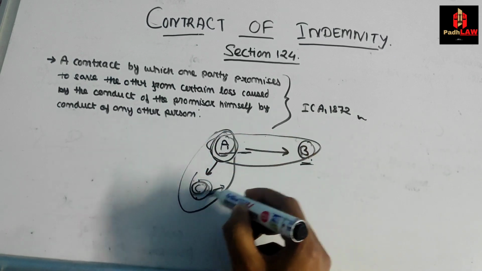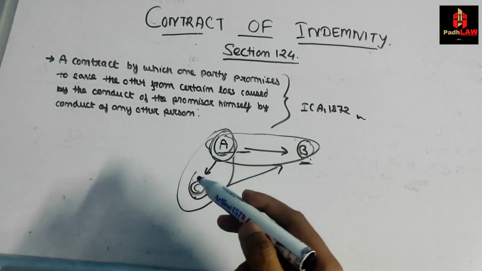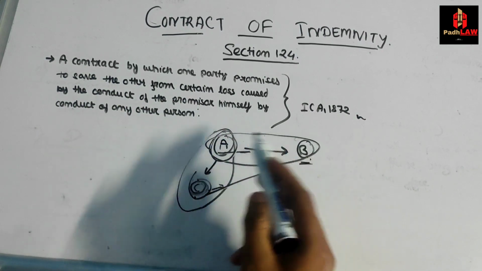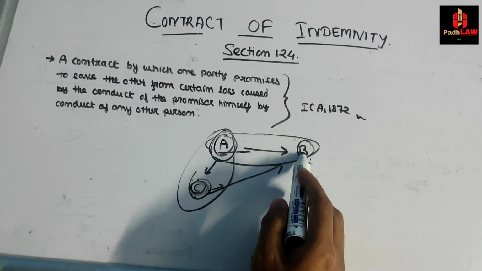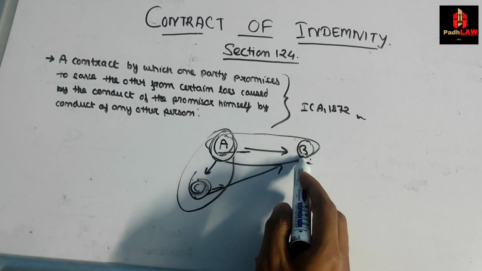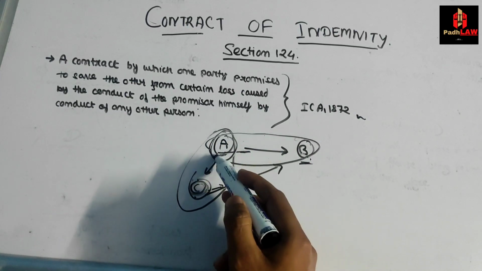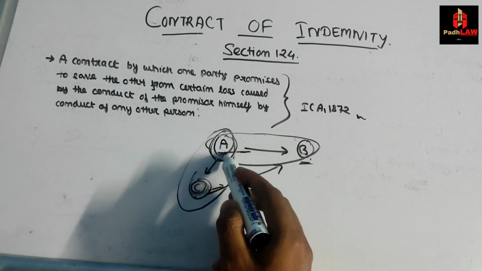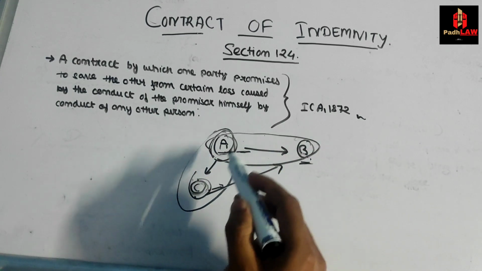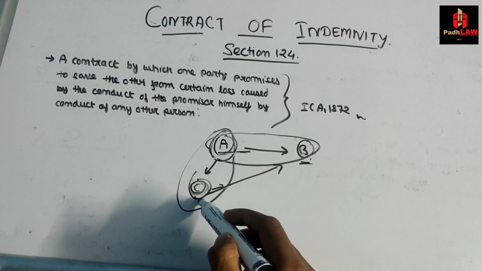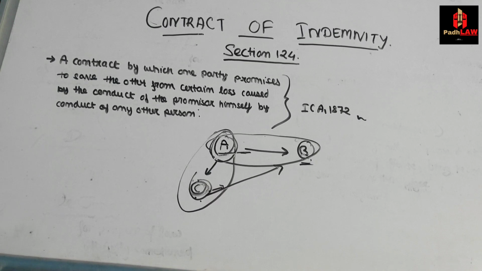These three parties: A is the main debtor, and B is the creditor or the owner of anything taken by A. If A becomes faulty and can't pay B, then on behalf of A, C will pay that amount to B. That is the contract of indemnity.